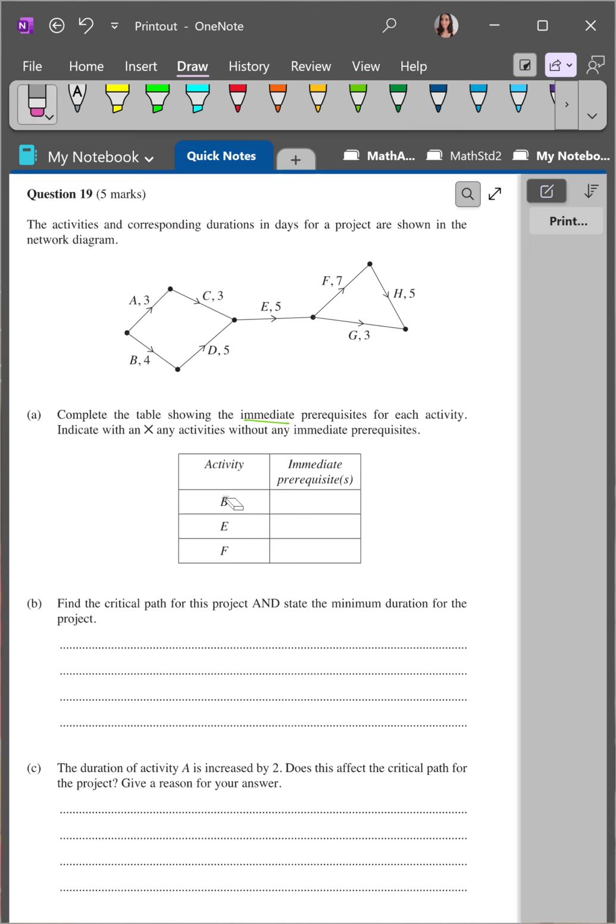So for B, let's look at this. B is this edge here. Are there any activities before B? No, because it goes straight to this point here. So there's nothing before it. So we can put an X there.